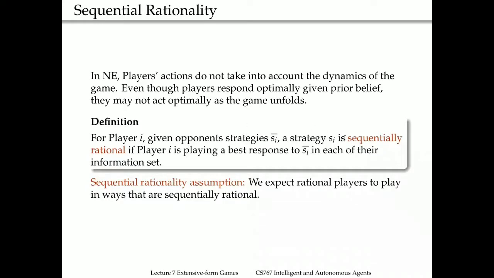If player i is playing a best response to the opponent's strategy in every information set, you can see that this is a stronger form of best response, because in the best response assumption, the player only needs to be playing his best interest at the root of the game. But here we require that the player is playing the best response not only at the root, but at every state of the game. Right. This is what we mean by sequential rationality.